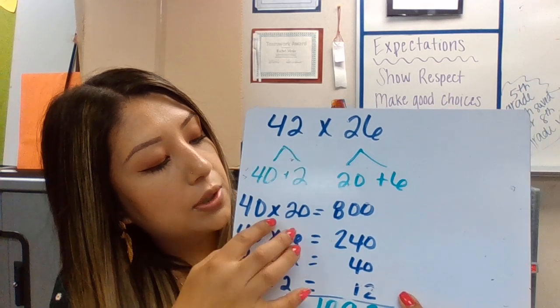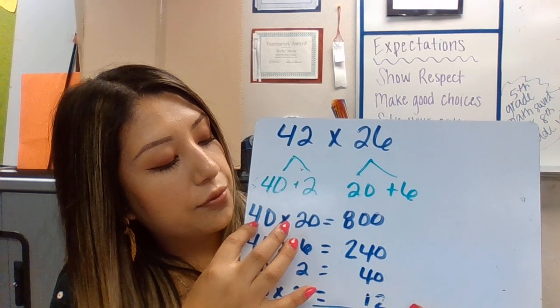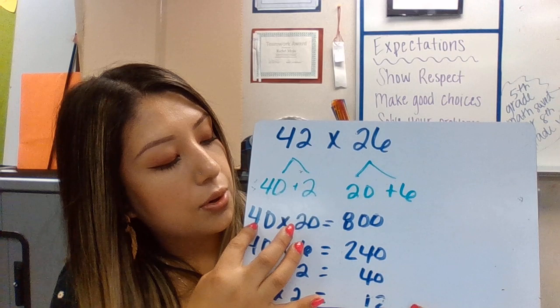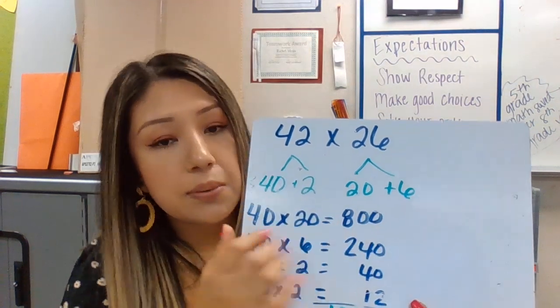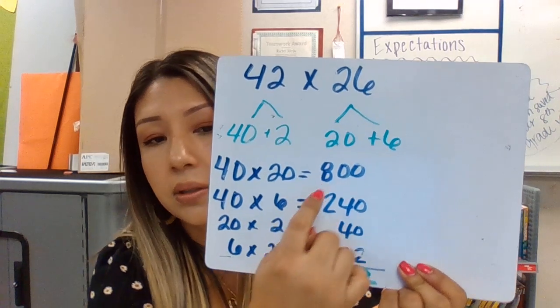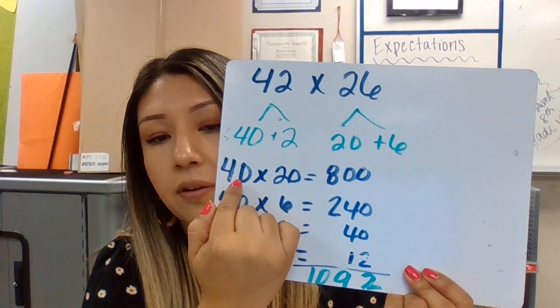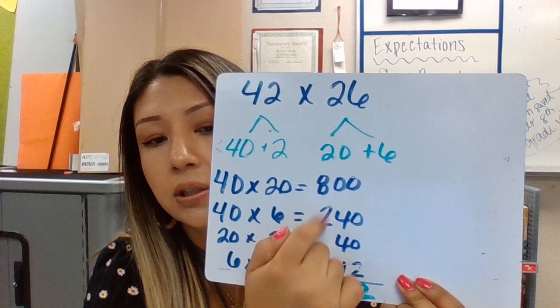So the first problem is 40 times 20. What I do is I grab the first number of the problem, which is 4 and 2, and I multiply them. So 4 times 2 gives us 8. And then we have 2 zeros. We tack them on, and we get 800. So that means that 40 times 20 is 800.